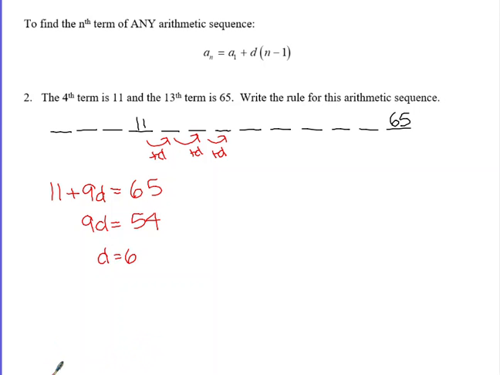Another way we could have figured out what the common difference is, as I mentioned before, arithmetic sequences function a lot like linear equations, with D being similar to the slope.